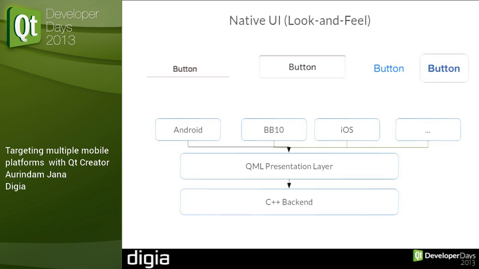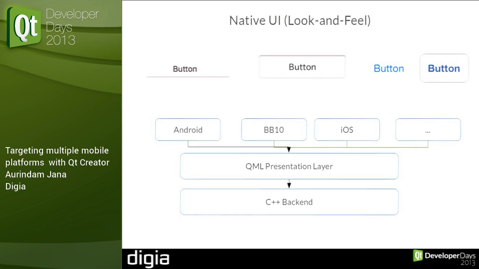So the important thing over here is that you have just a single code base for the QML presentation layer and the C++ backend. The only thing that is different now is just the top layer. So that probably is around just the UI part, and that too there's a style part.